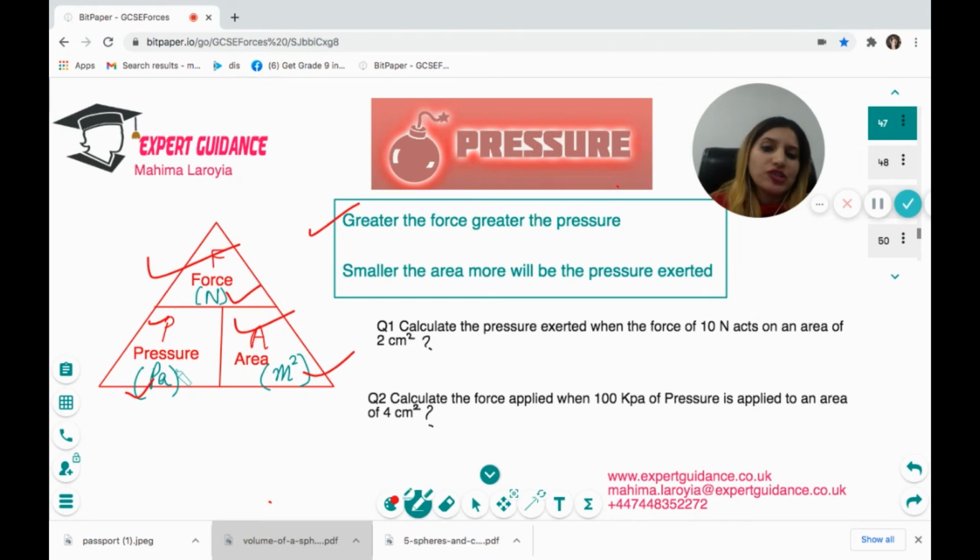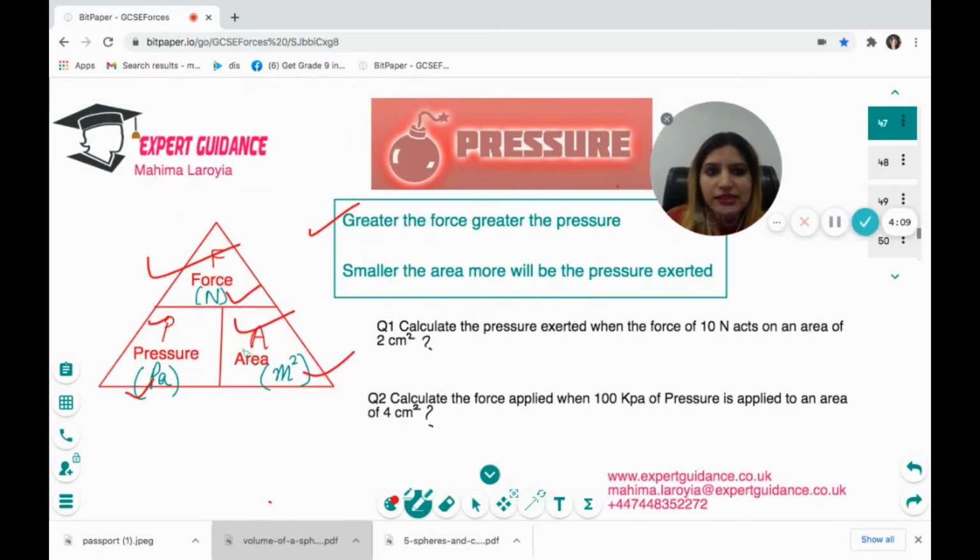Okay, now let us look at 2 examples. In the first question, you can look on the board. They have given you the force of 10 newtons and the area of 2 centimeters squared and ask you to find the pressure. And in the second question, they have given you the pressure of 100 kilopascals and the area of 4 centimeters squared and ask you to find the force. Now you can try these questions, pause this video and take care of the units here. The area is given in centimeters and you need to convert it into meters.